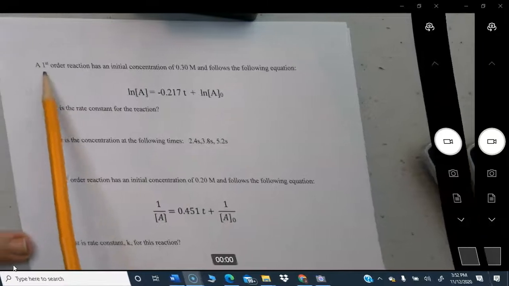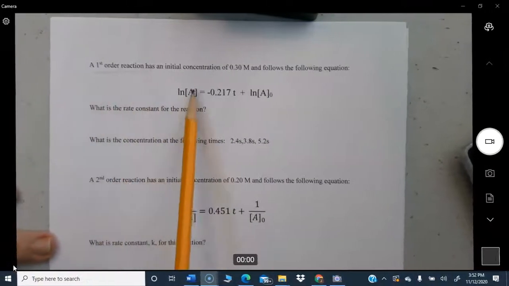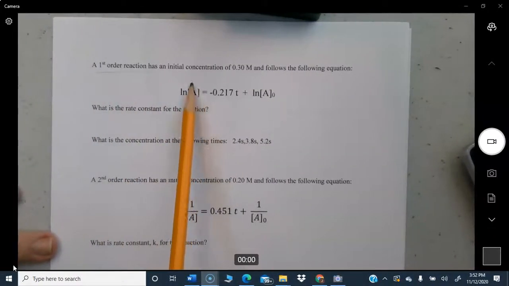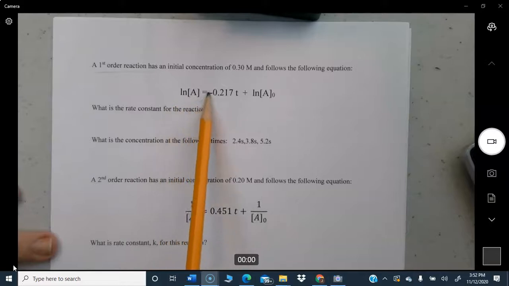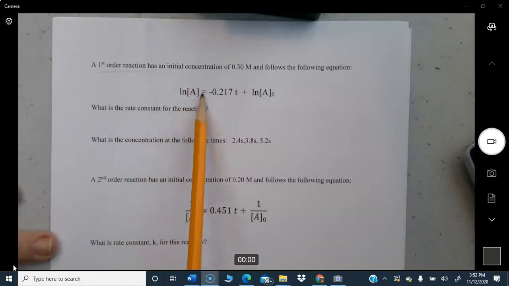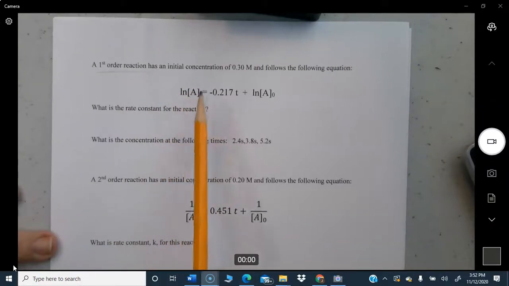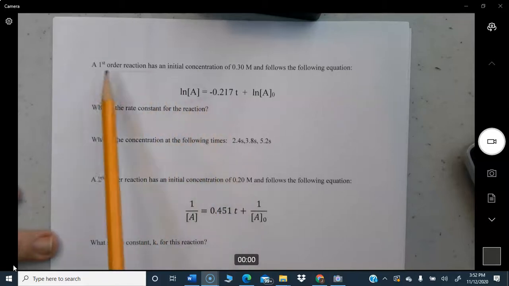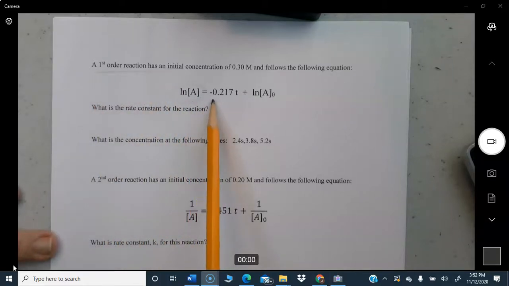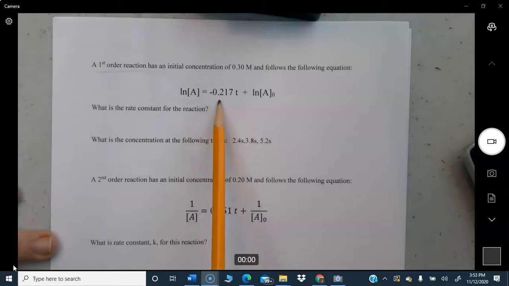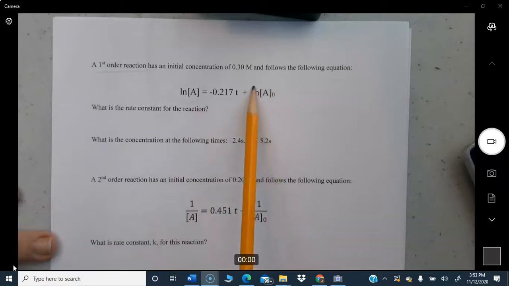I'm telling you that it's a first order reaction, and a first order reaction is defined by this: a straight line will be given by the natural log of A equals a negative slope. You can see that by the negative sign. A first order reaction is a negative slope straight line. Okay, there's a number there. I want you to tell me what that number is, times the time. And then you have a constant here.